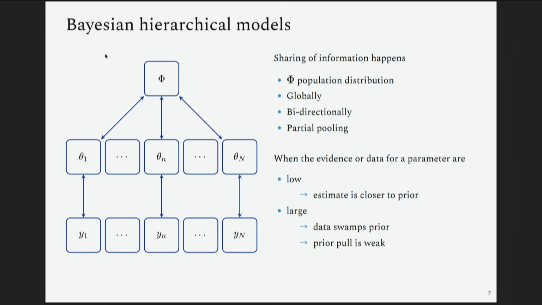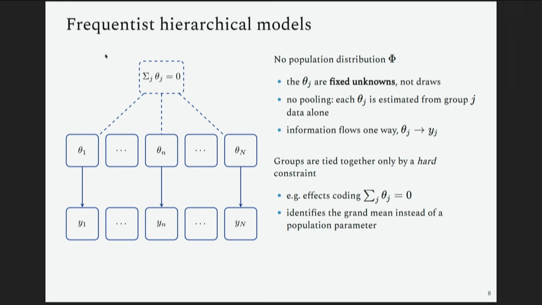So the big thing here is that in our Bayesian world, we can treat everything as a parameter. We have this global population distribution. We get this nice partial pooling effect. Everything is jointly estimated. You're sharing information. Great. I think everyone's very familiar with that. So we're going to move to the next one.